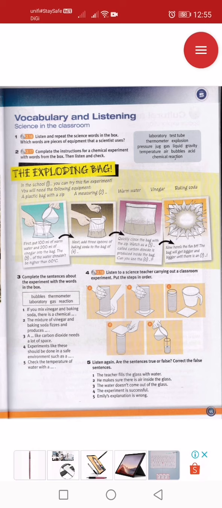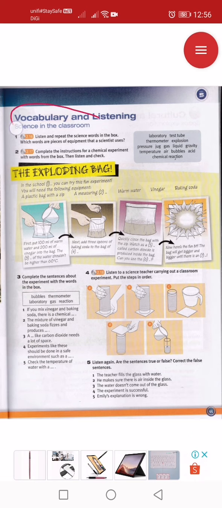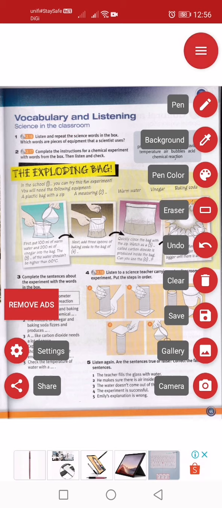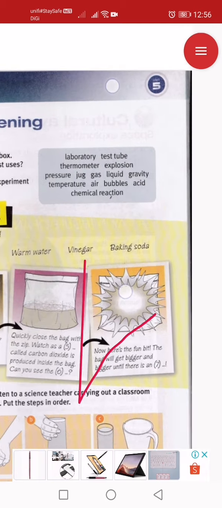Today our lesson is taken from page 55. Okay, turn to page 55. Ready? Let's start. Today we're going to learn science in the classroom. We're going to look at some of these words first. Let me just enlarge the screen a bit.